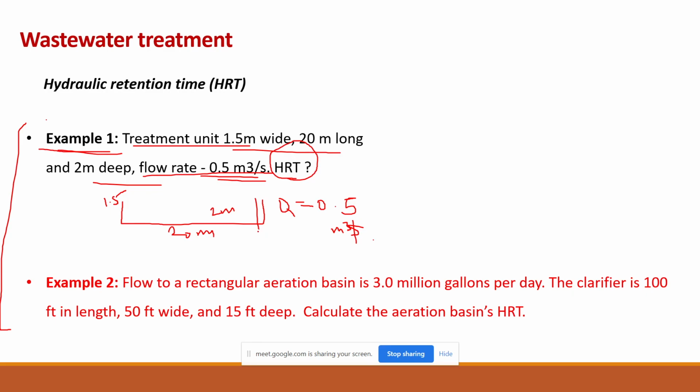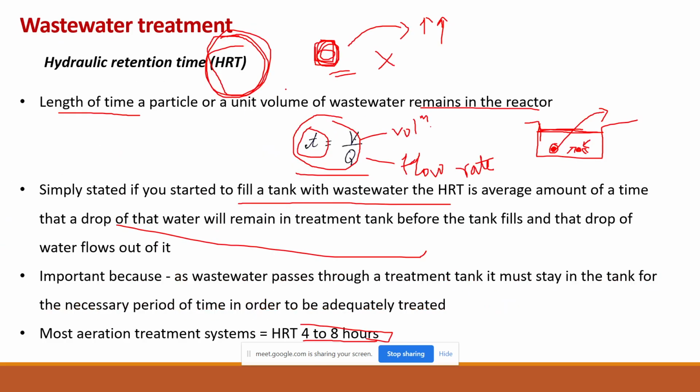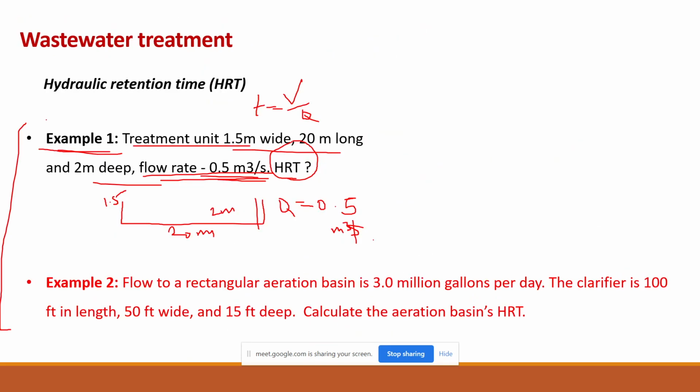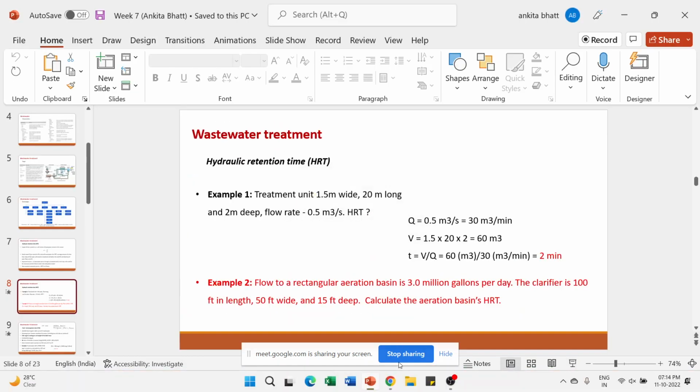All the dimensions are provided and the flow rate is also provided. What will be the HRT? And HRT is V by Q, right? That is volume by flow rate of the reactor here. So HRT is volume by flow rate. You have to calculate volume, all the dimensions are given and the flow rate is also given. So I would suggest you try it.